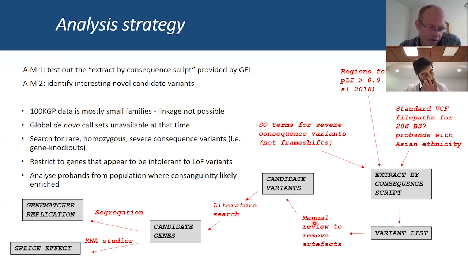There was quite a lot of manual curation, even though we'd got rid of frame shifts. We knew those were going to be quite noisy. There's still a lot of curation, for example, a stop gain in an exon that's quite often alternatively spliced out, which you might not think would be that interesting. But also there were still some artifacts that we had to remove. And then once we'd got this cleaner set of candidate variants, we then did a literature search, as I'll show, to identify what we thought were good candidate genes. And then I'll show some examples. We've done segregation and RNA studies, and then put some genes into GeneMatcher.